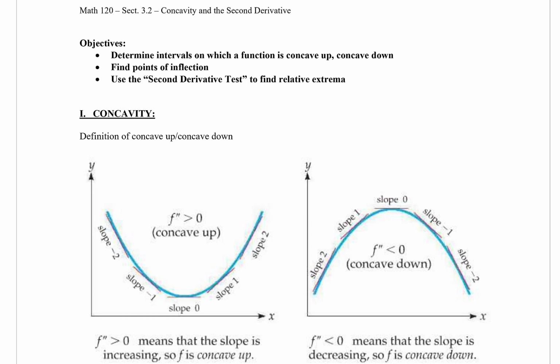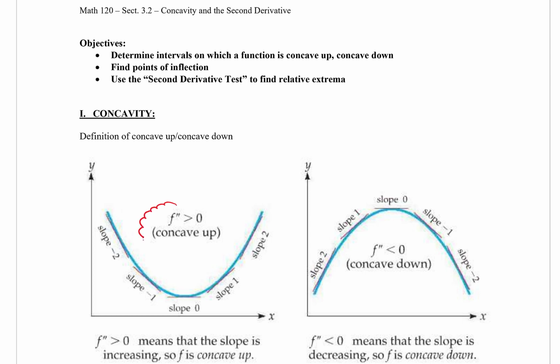Here we have two coordinate planes. They are both focused in quadrant 1. In the first coordinate plane, we have something that looks like a parabola opening up. Above the parabola, it says the second derivative of f is greater than 0, or f double prime is greater than 0. In parentheses under that, it says concave up.